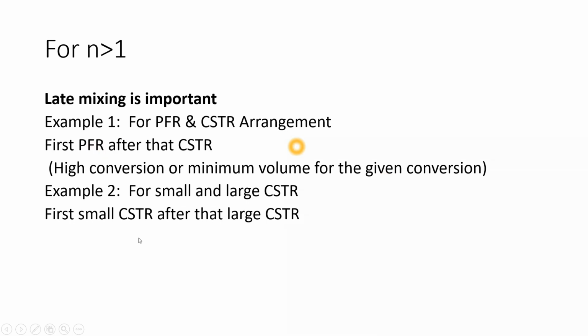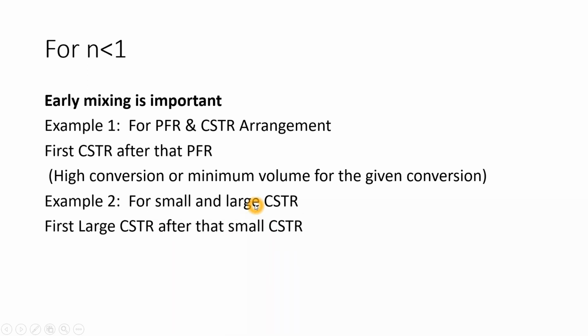Example 2: if we have two reactors, one small CSTR and another large CSTR, then for n greater than 1, first we put the small CSTR, after that we will use the large CSTR. Remember this. Again, for n equal to 1, there is no effect of arrangement.